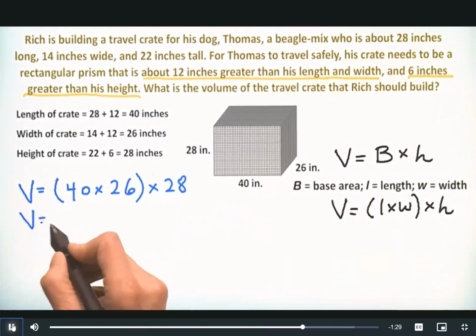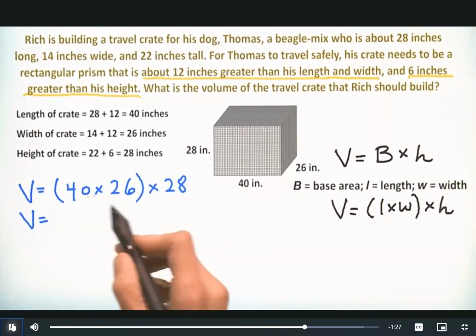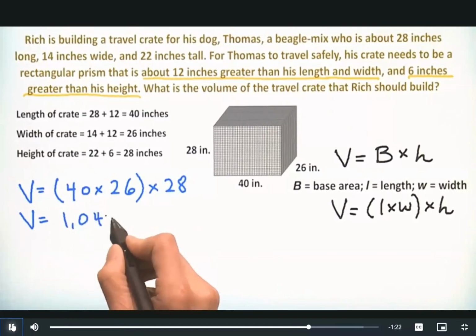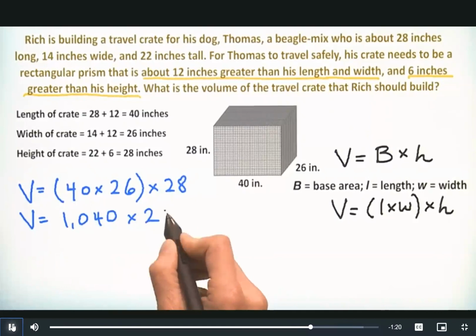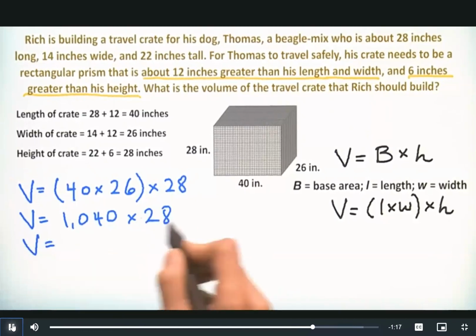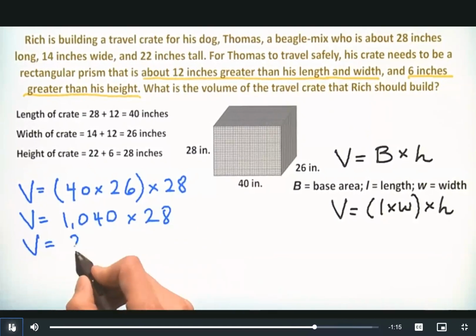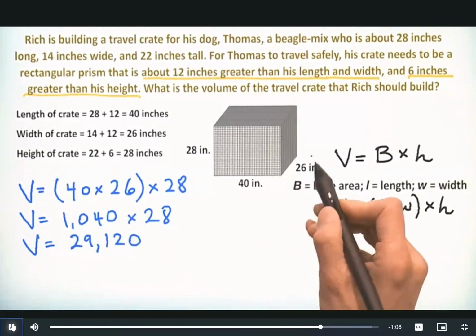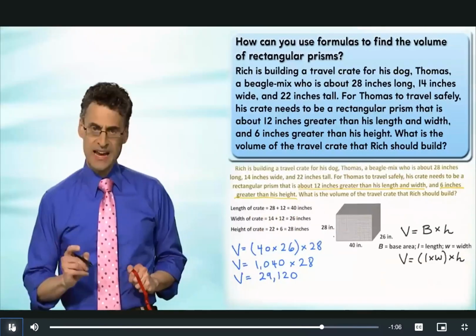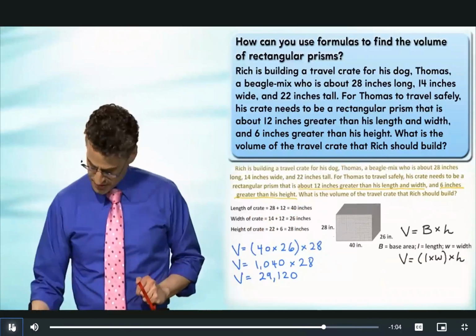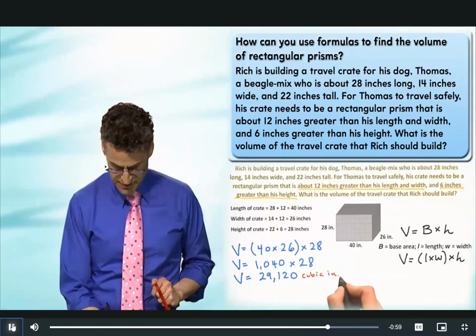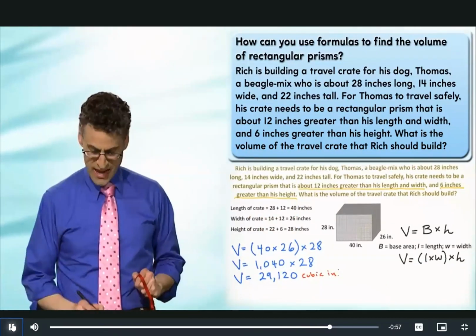Well, volume will equal, well, first we do inside the parentheses. So 40 times 26, which is 1,040. And we multiply that by 28, and so we see that the volume equals, and this product works out to be 29,120. Now, what are my units? Well, we have inches times inches times inches. So that's actually cubic inches. And so the units here, kind of cool, are cubic inches. And that is the answer.